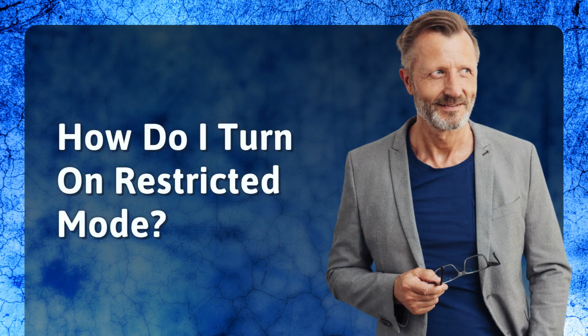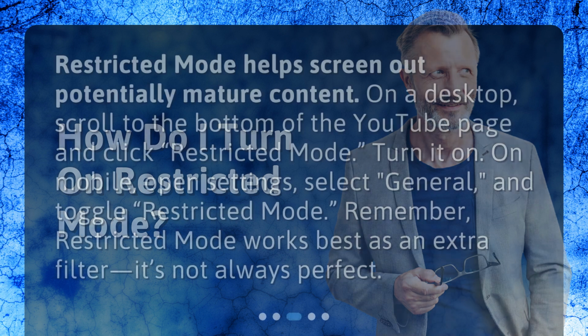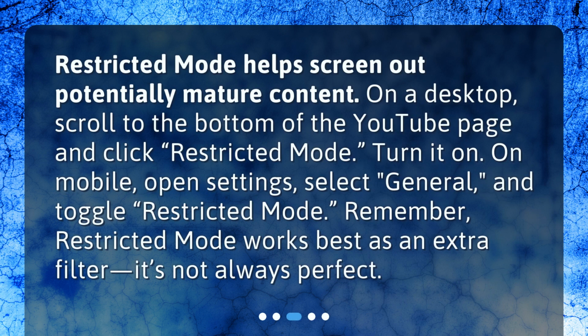How do I turn on Restricted Mode? Restricted Mode helps screen out potentially mature content. On a desktop, scroll to the bottom of the YouTube page and click Restricted Mode. Turn it on. On mobile, open Settings, select General, and toggle Restricted Mode. Remember, Restricted Mode works best as an extra filter. It's not always perfect.